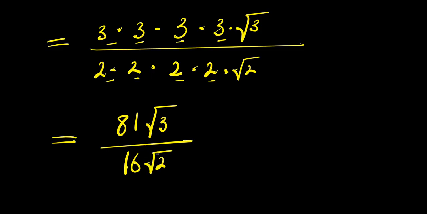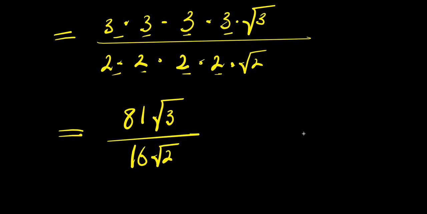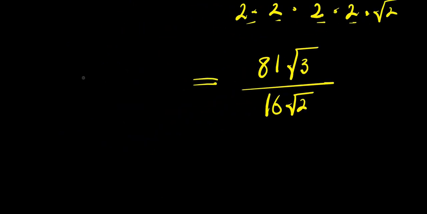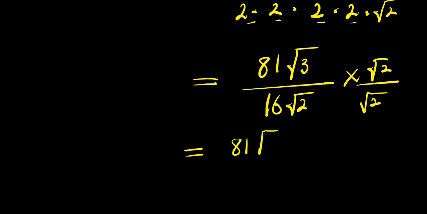So we can rationalize the denominator. Remember, if you have this, we can rationalize by multiplying this by square root of 2 and also dividing it by square root of 2. So this will give us 81 times square root of 3 times square root of 2, that's square root of 6, divided by 16 times square root of 2 times square root of 2, that's square root of 4.